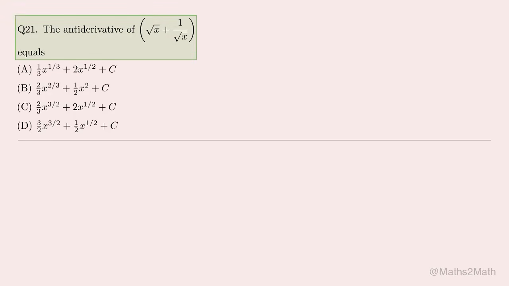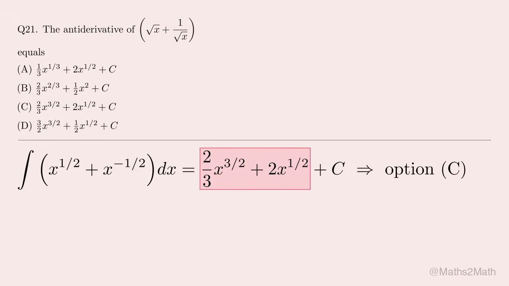Question 21. Multiple choice. Root x plus its reciprocal. 2 power rule applications decide it. x to the half integrates to 2/3 x to the 3 halves. x to the minus half integrates to 2 root x. Option C.